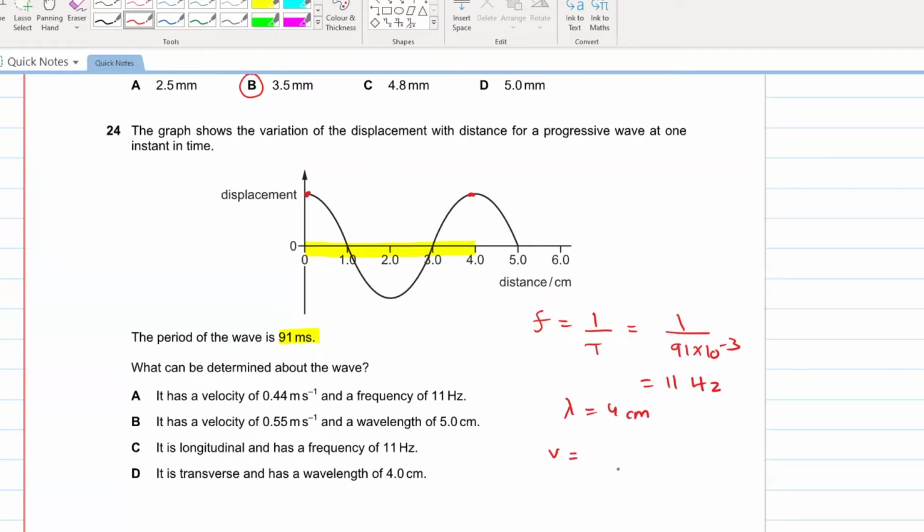Can you calculate the velocity? Yes. Velocity is equals to f lambda. Frequency is 11. Lambda will be what? 0.04. 11 into 0.04. Your answer comes out to be 0.44. A is your correct answer. Your velocity is 0.44 and your frequency is 11 hertz.